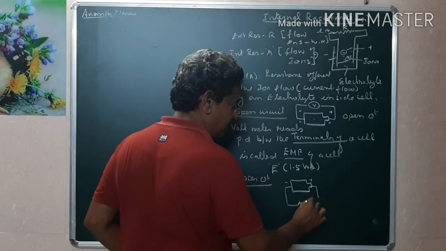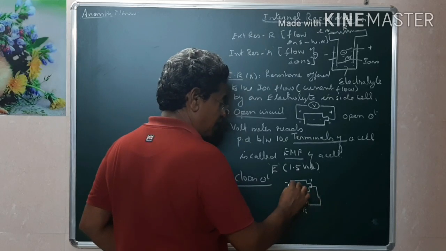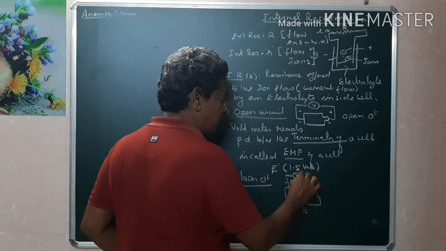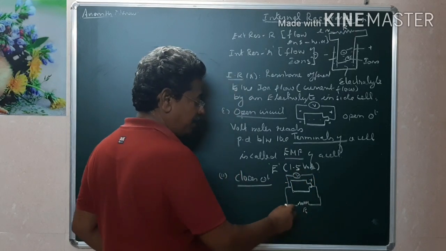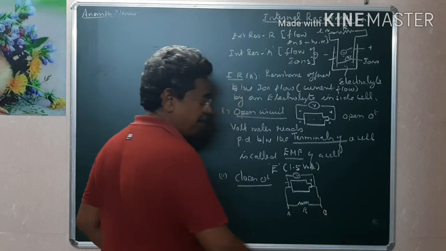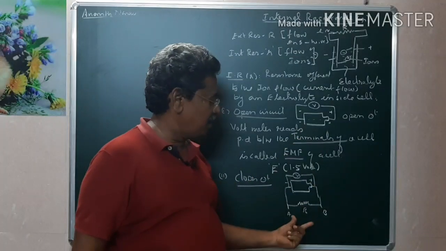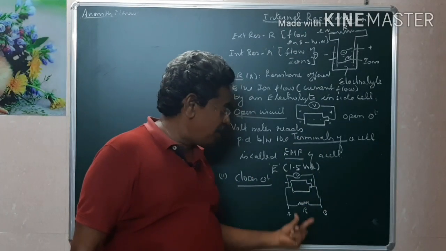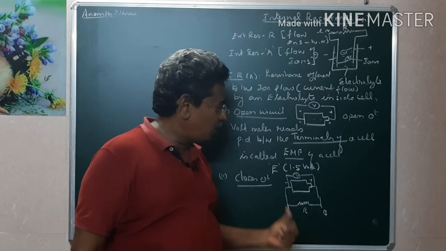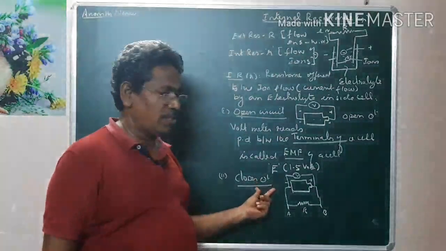This bulb is having some external resistance R. With the bulb, it is again connected with a voltmeter to measure the potential difference between the two ends of the resistance. This is called A and this is called B. So the difference is, earlier there was no bulb, here the bulb is connected. With the bulb kept in contact, I am going to measure the difference in potential between the two ends. And this is called a closed circuit.